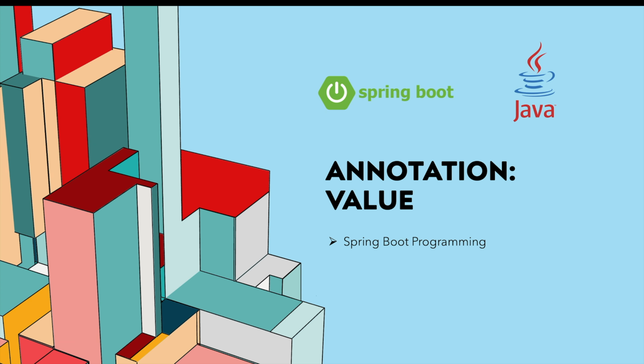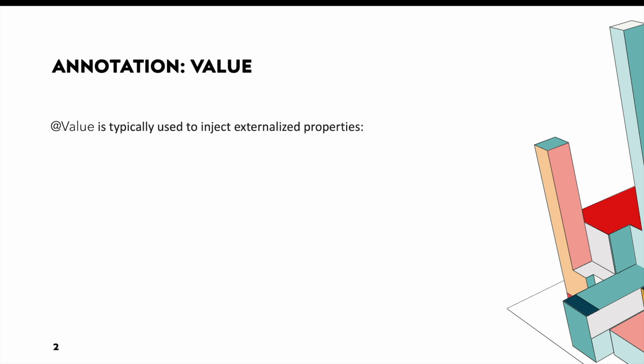Today we are going to learn the @Value annotation in Spring Boot. @Value is an annotation by using which we can access, retrieve, or get a property value from the property file. There can be n number of properties available in the property files.